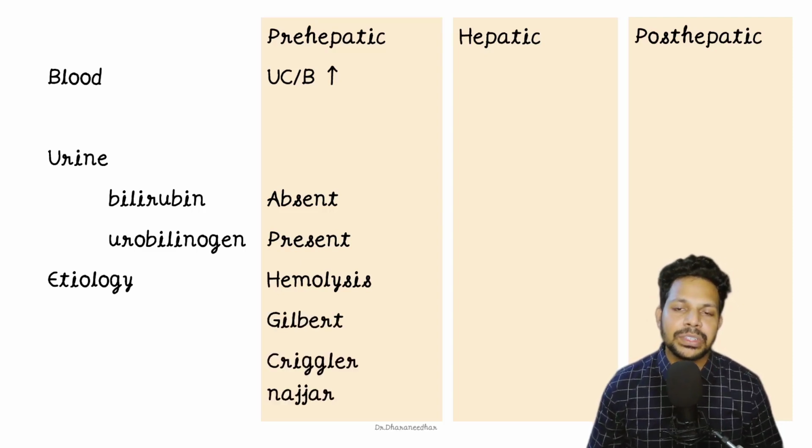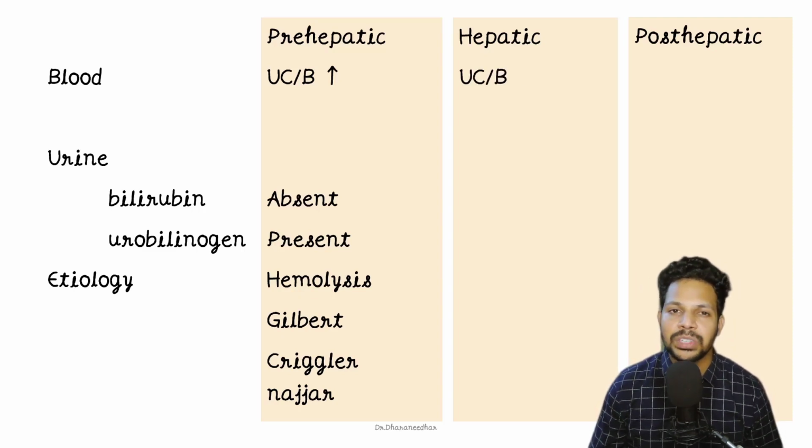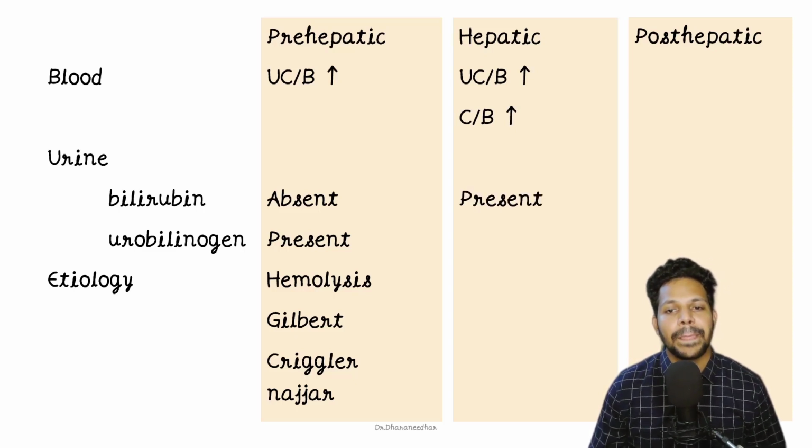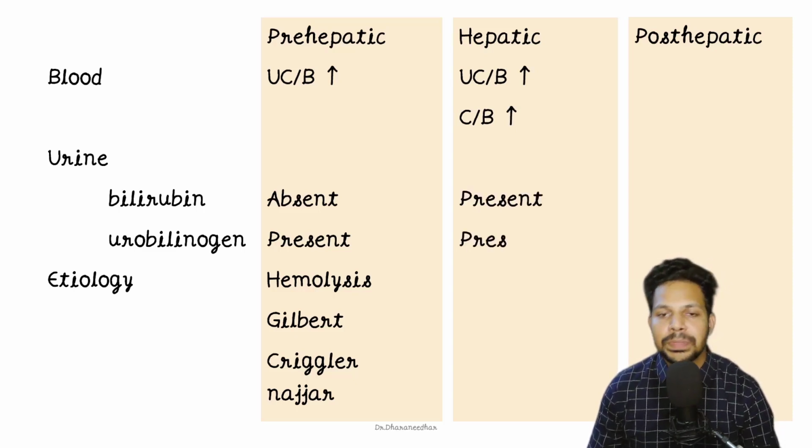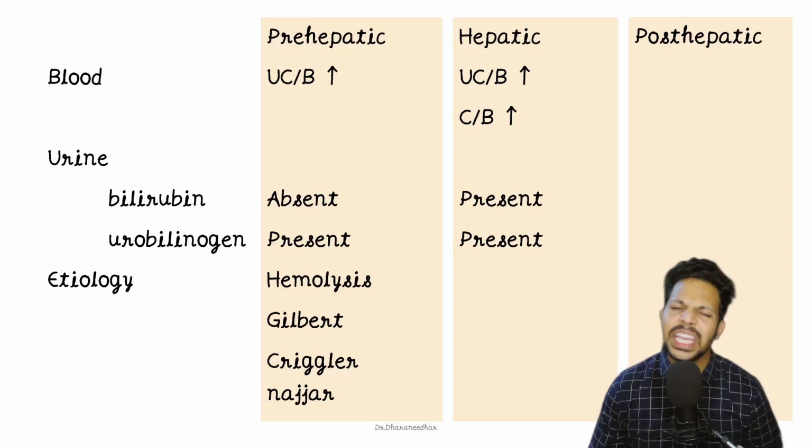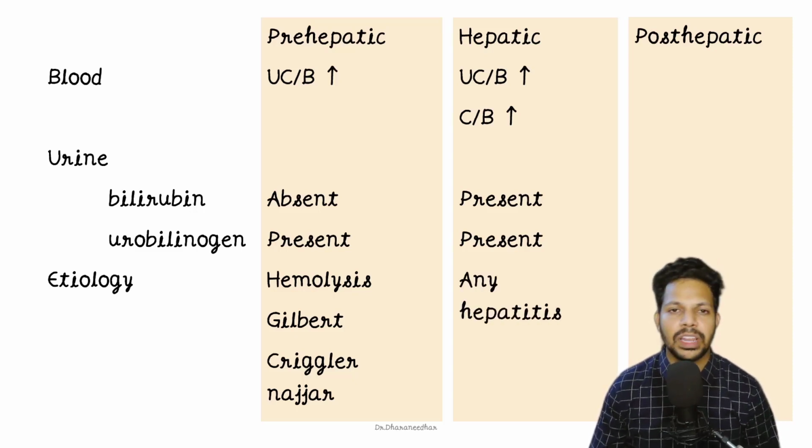Alright. In the hepatic jaundice, we've seen that there is elevation of unconjugated bilirubin as well as conjugated bilirubin, and the bilirubin will be present here, and urobilinogen will also be present here. Any kind of hepatitis can result in hepatocellular jaundice.